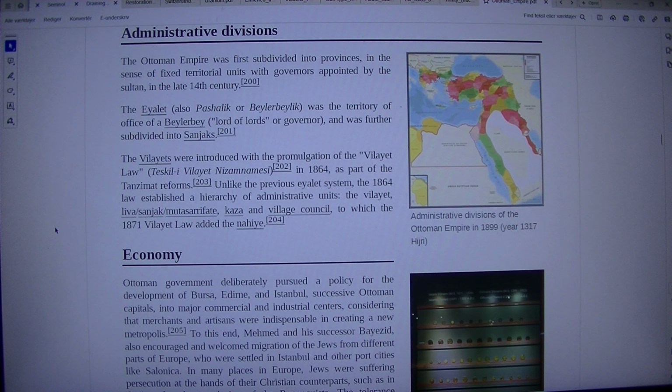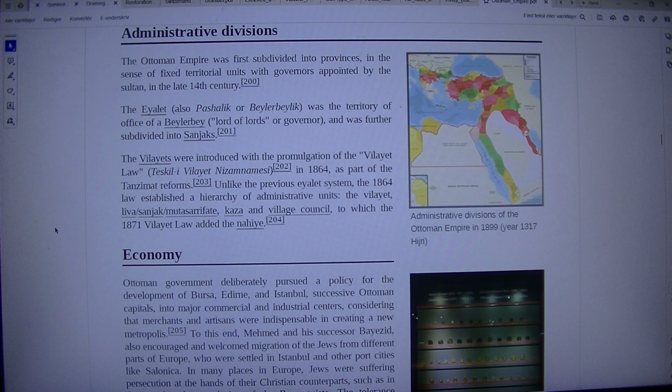The vilayets were introduced with the promulgation of the Vilayet law, Teskil-i Vilayet Nizamnamesi, in 1864, as part of the Tanzimat reforms. Unlike the previous Eyalet system, the 1864 law established a hierarchy of administrative units: the Vilayet, Liwa/Sanjak/Mutasarrifate, Kaza and Village Council, to which the 1871 Vilayet law added the Nahiye.